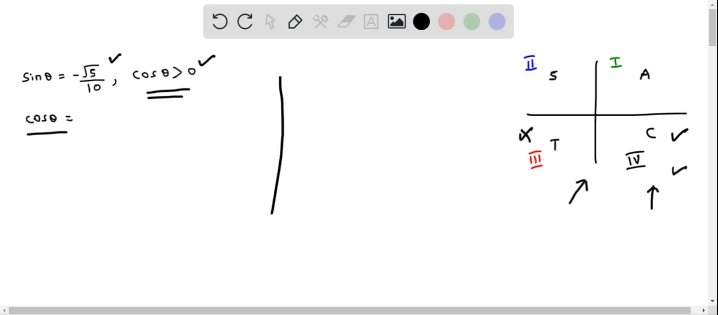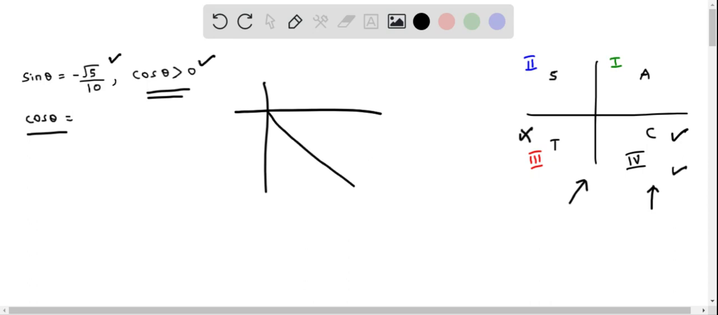Now I'm going to construct the fourth quadrant. That is, we have to construct a right triangle. Let's say this is the fourth quadrant and I construct a right triangle so that we can determine the values of theta. Let's say this is the origin O, this point is A, this is B, and this is a right angle. This angle is theta, and sine theta is negative root 5 over 10.